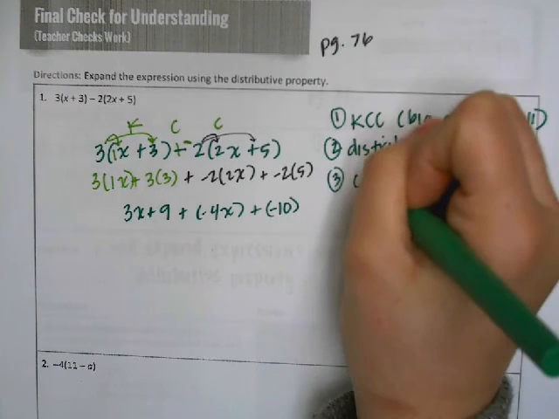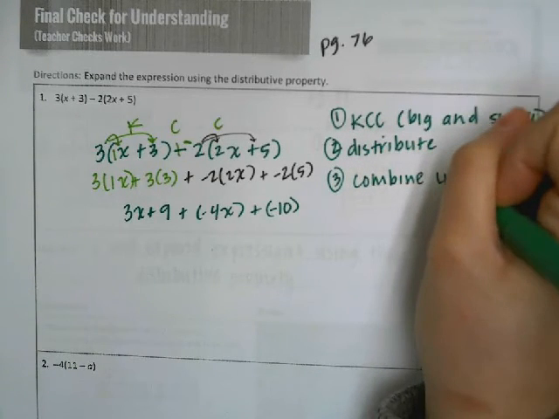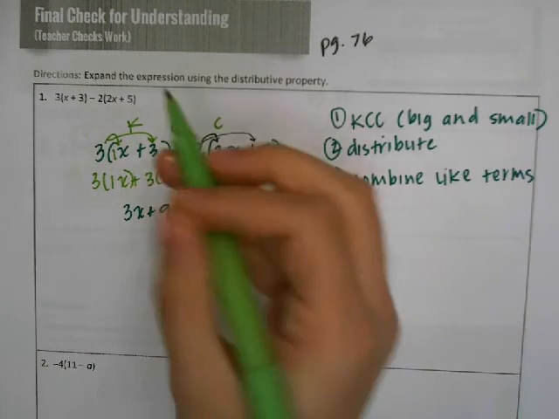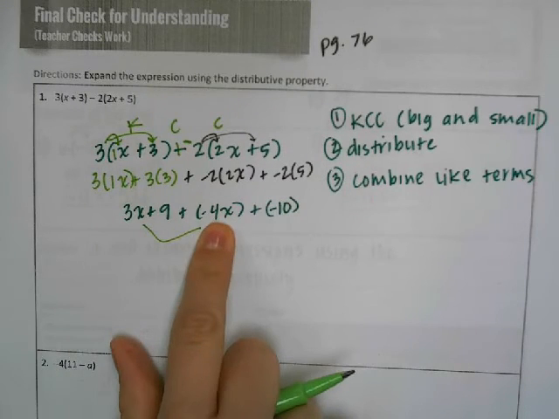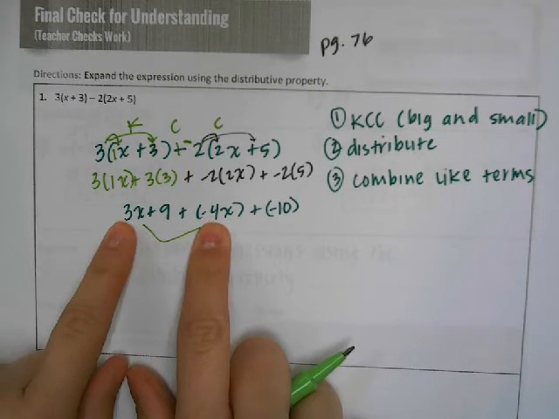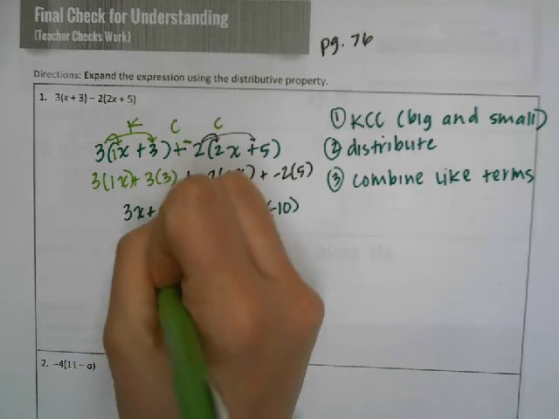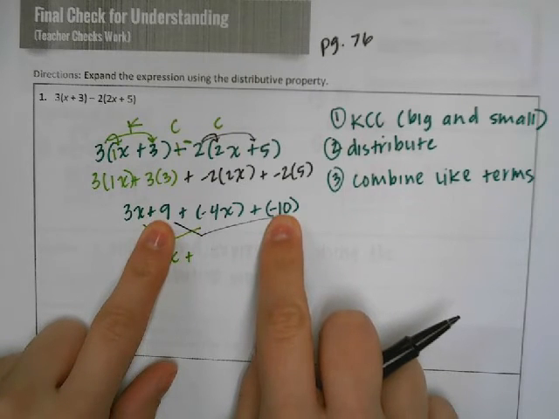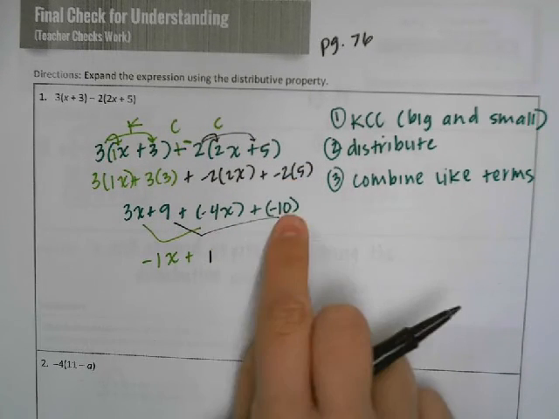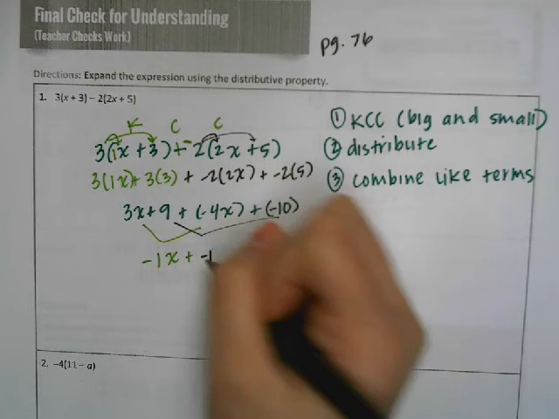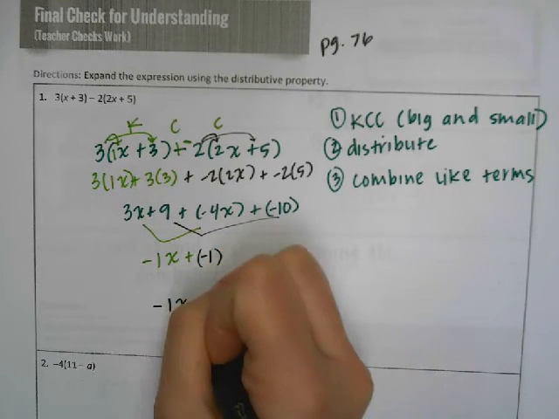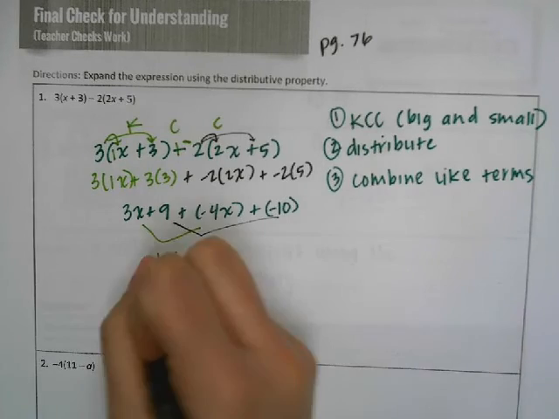So final step, combine like terms. Make sure your answer is written as an expression. We're going to put our x's together. I have a 3 plus a -4. Subtract, 4 minus 3 is 1. 4 is bigger than 3, so a -1x. Plus, we have 9 plus a -10. Two different signs, so subtract, 10 minus 9 is 1, and it is negative because 10 is bigger than 9, so -1. Okay, we can leave our answer like this. And that is 25.